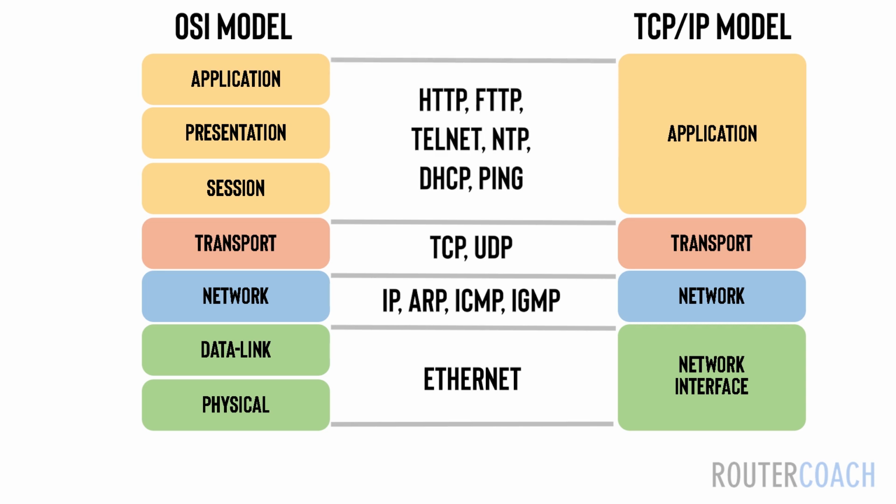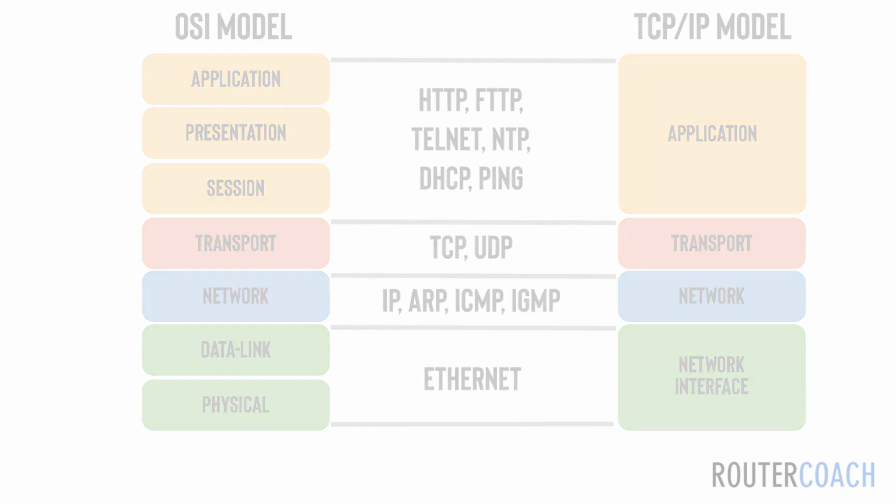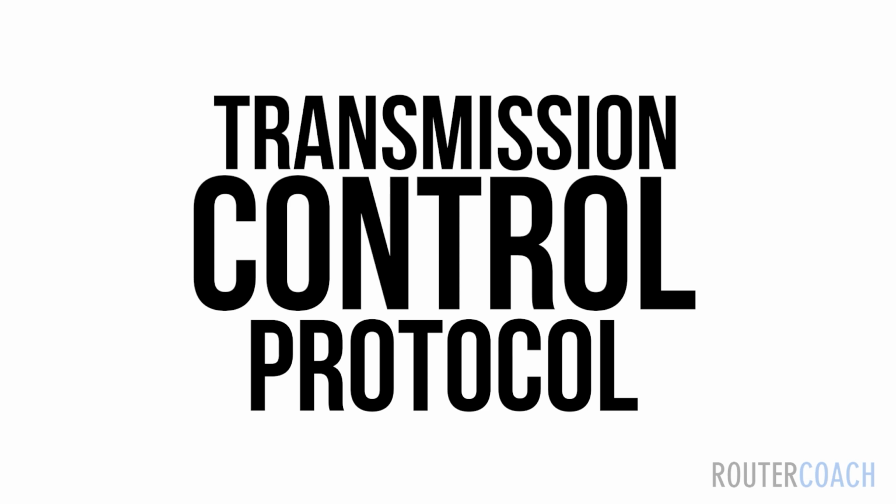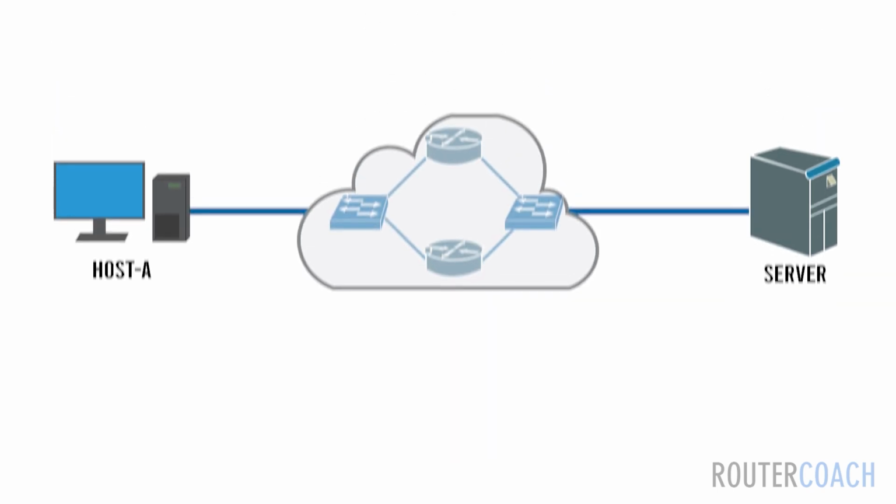TCP, Transmission Control Protocol, and UDP, User Datagram Protocol, are two different protocols used for data transmission over a network. First up, let's cover TCP. TCP stands for Transmission Control Protocol and provides reliable, ordered, and error-checked delivery of data segments. What does this mean? Let's take a look at our topology.